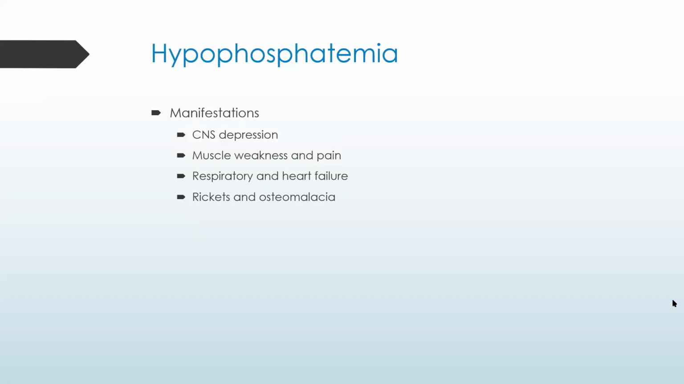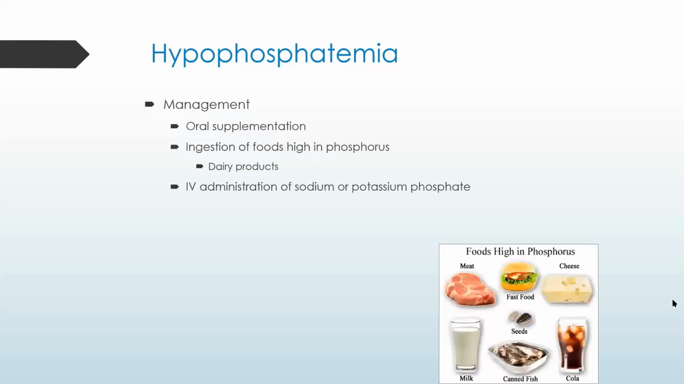Acute manifestations include central nervous system depression, muscle weakness and pain, respiratory failure, and heart failure. Chronic hypophosphatemia alters bone metabolism, resulting in rickets and osteomalacia. Managing mild phosphorus deficiency involves increasing oral intake with dairy products or phosphate supplements. Dairy products are better tolerated as phosphate supplements are often associated with adverse GI effects.